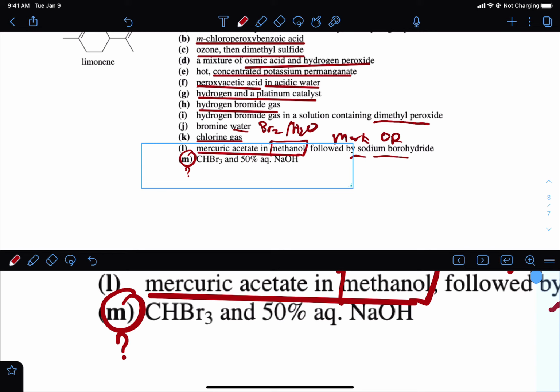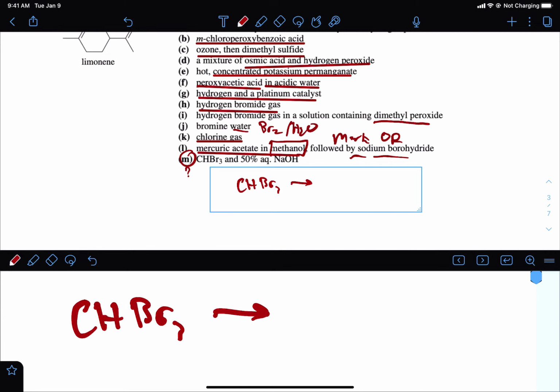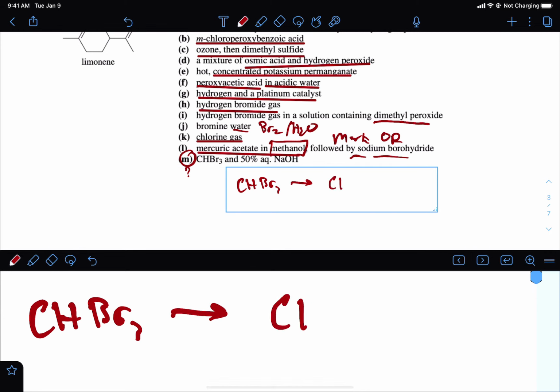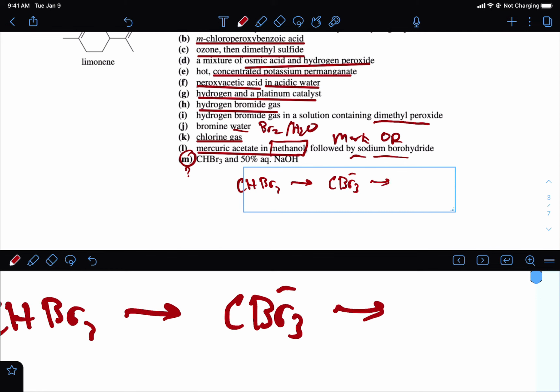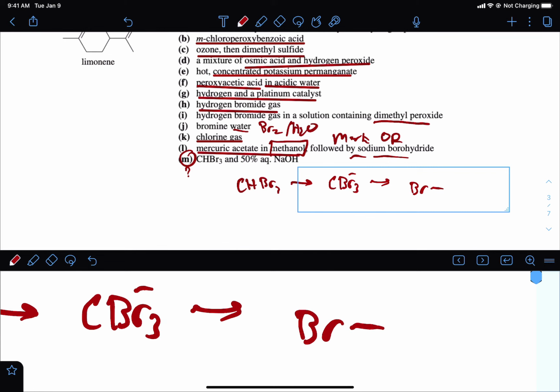Oh, carbene. This makes a carbene. So CHBr3 will get deprotonated to make CBr3 minus, which will dissociate into this carbene.